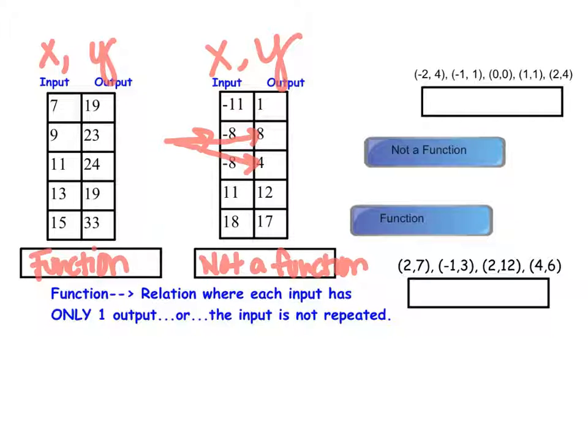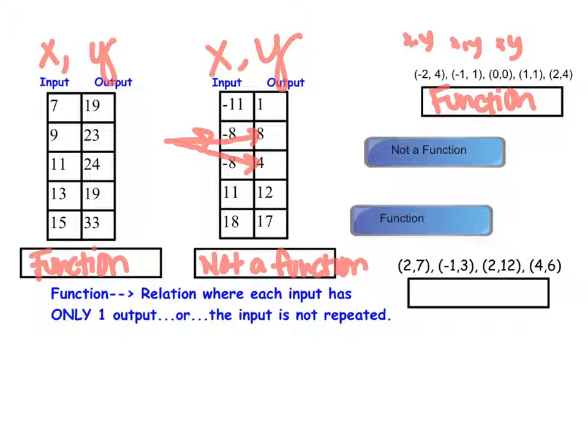Now, let's look at these relations written more traditionally. Here's a list of ordered pairs, okay? Here's our x coordinate and our y coordinate, our x and our y, our x and our y. So let's check the inputs. We have an input of negative 2 and an output of 4. An input of negative 1 and an output of 1. Input of 0, output of 0. Input 1, output 1. Input 2, output 4. None of the inputs repeated. Each of them just had one output. So this is an example of a function.